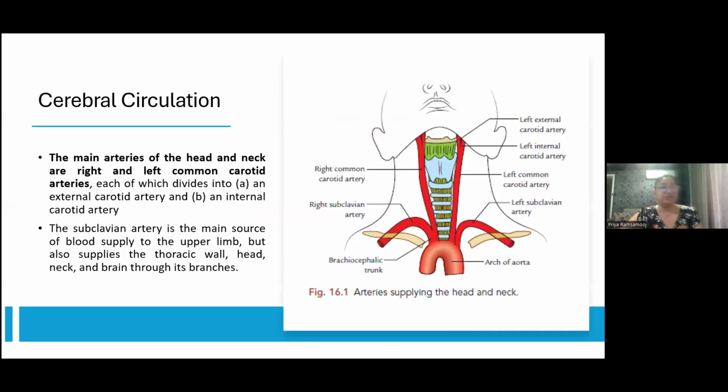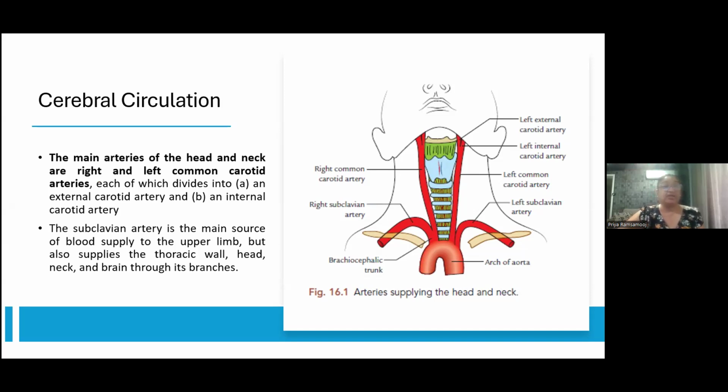So cerebral circulation, already established that we're talking about our carotids and the vertebrals. So the main arteries of the head and neck are the right and left common carotid arteries, each of which then divides into an external carotid and an internal carotid. We need to remember that the common carotid arteries differ in their origins, meaning on the right side, as we can see in the picture, the brachiocephalic trunk bifurcates into the right common carotid and the right subclavian, and on the left it arises directly from the aortic arch.